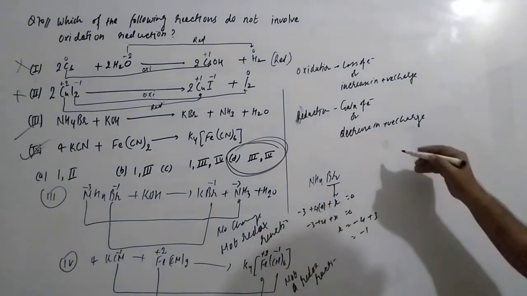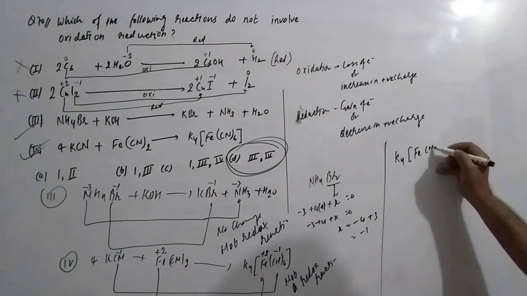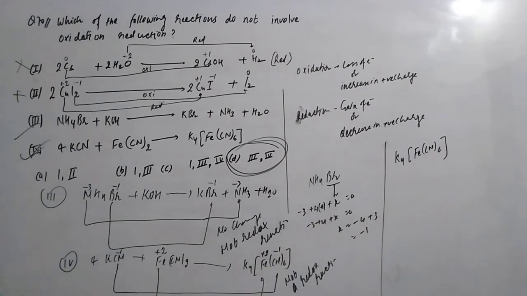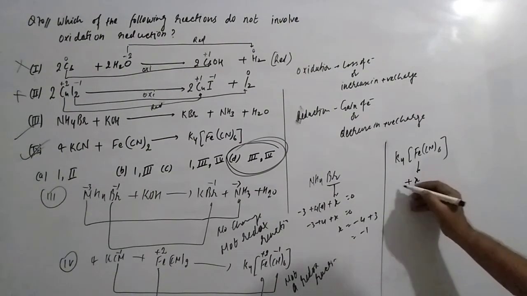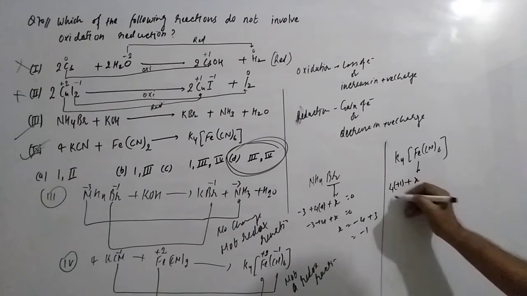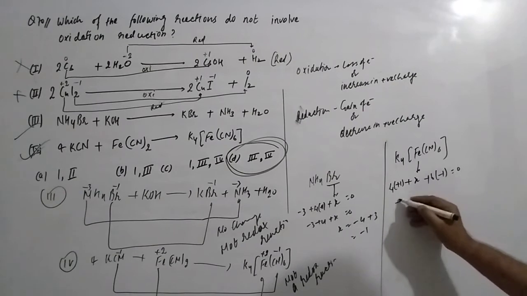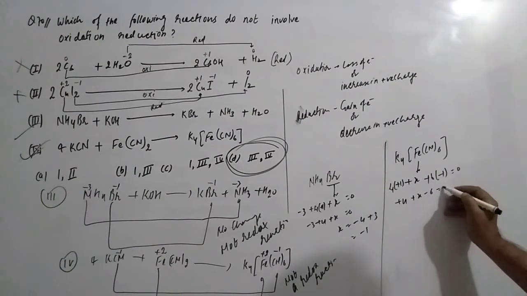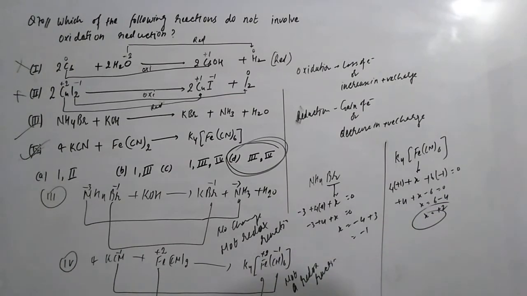Here K4FeCN6 is there. For that I am calculating the oxidation number. You can get confused here. How can you calculate for K4FeCN6? Consider Fe as X, student, and potassium is +1 multiplied by 4, plus cyanide ion is -1 multiplied by 6, equal to 0. So +4 plus X minus 6 is equal to 0. So X is equal to 6 minus 4, so X is equal to +2. So this is also correct. So our required answer is option number D, student. I hope this will be helpful, student. Thank you so much for watching.